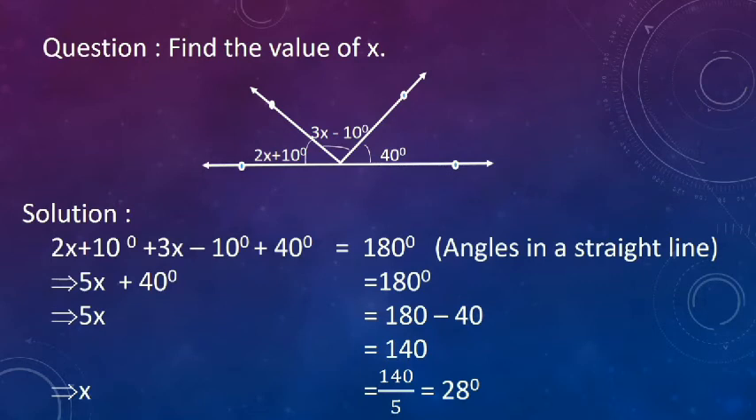Bringing 40 to the right side, we get 180 minus 40. Bringing a positive value from one side to the other side makes it negative. So, we get 5x is equal to 140 degrees, and x is equal to 140 divided by 5, that is equal to 28 degrees. Here, we are bringing 5 to the other side. At the left side, 5 is multiplied, so at the right side, it is divided. Therefore, we have obtained the value of x, that is 28.